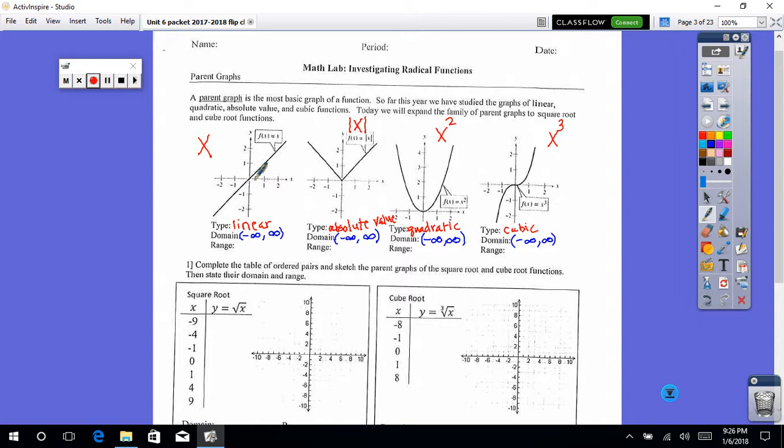If our domain is left and right, our range is bottom to top. Let me say that again. Domain is left to right, range is always bottom to top. So let's talk about the range of our linear. The lowest point we ever get to on this linear graph is somewhere that we can't see, so it's negative infinity, and it gets all the way up to another point we can't see, so positive infinity.